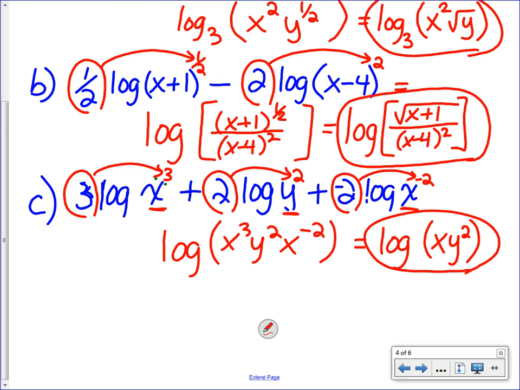Okay, so these are the examples that I wanted to show you. We will practice this some more in class. But just make sure that you study these 3 laws because you want to make sure that you know them. I think that was all we had.